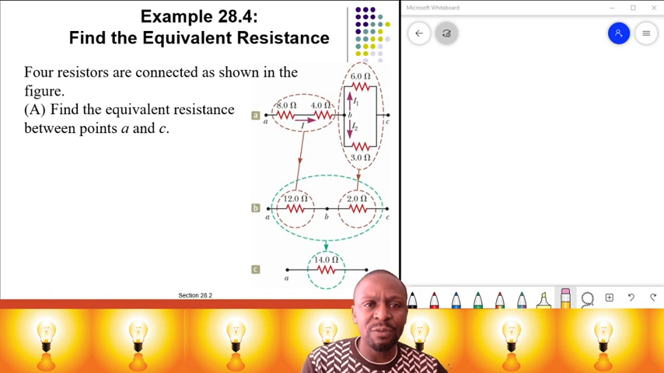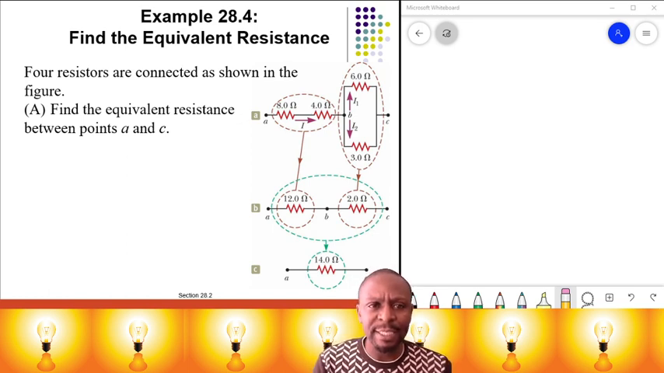Right, let us also do the following example of finding the equivalent resistance. Four resistors are connected as shown in this figure: 1, 2, 3, 4. These are connected in series and these are connected in parallel. Find the equivalent resistance between point A and point C. These are in series, so you just add them algebraically, and you are going to have 12.